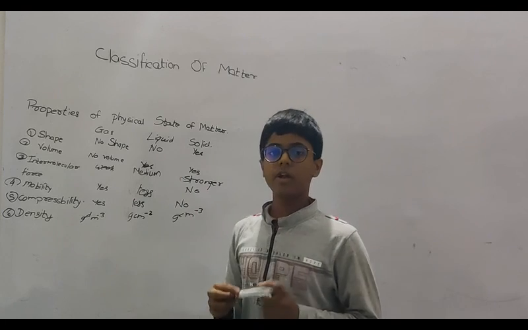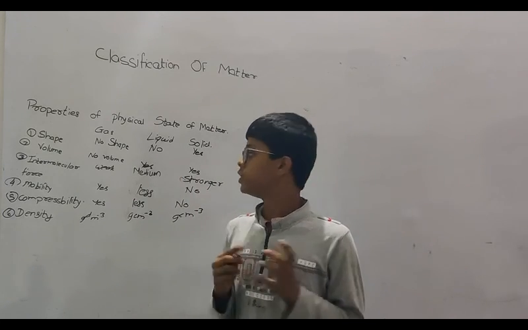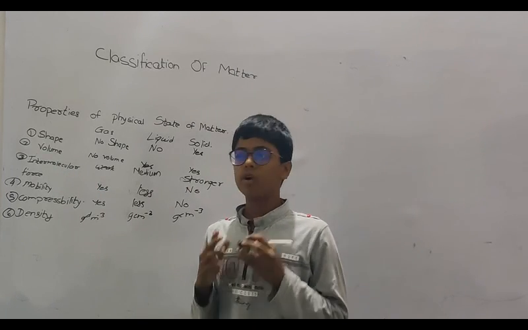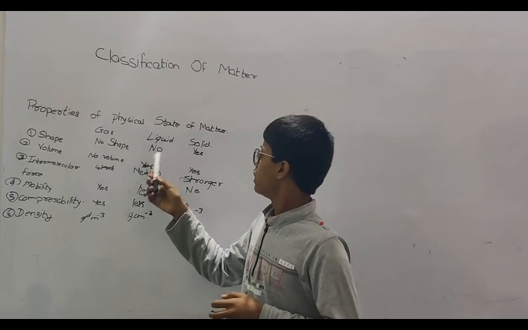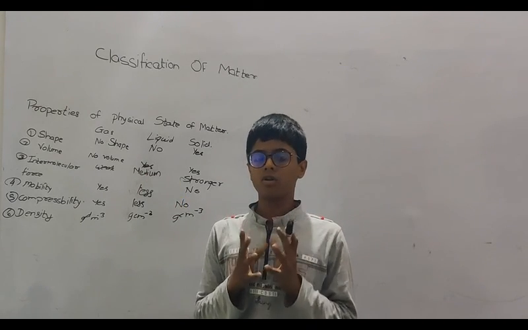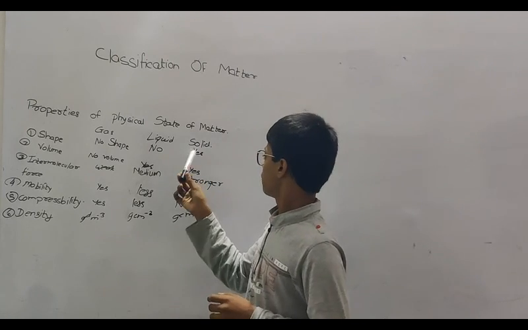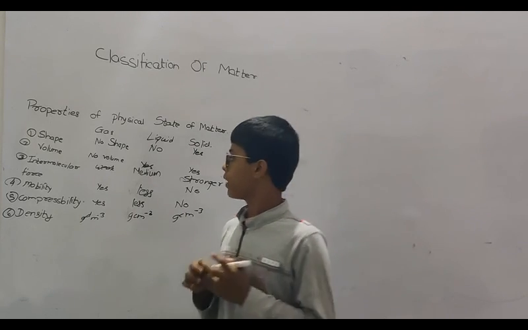But a solid has a definite shape because its molecules are tightly packed against each other. Then volume. A gas has no definite volume because the molecules are very far from each other. A liquid has a volume because the molecules are not so far from each other, only a little apart. A solid has a definite volume because its molecules are very tightly packed.